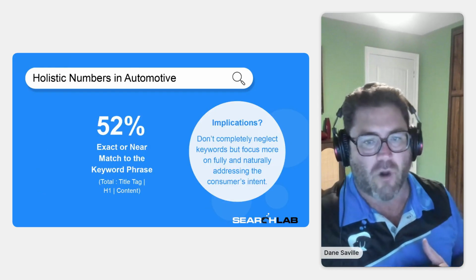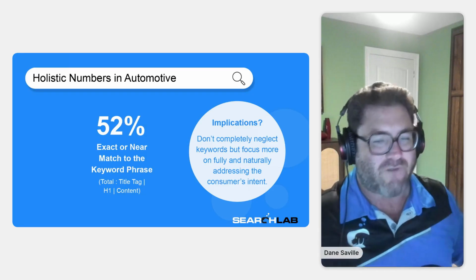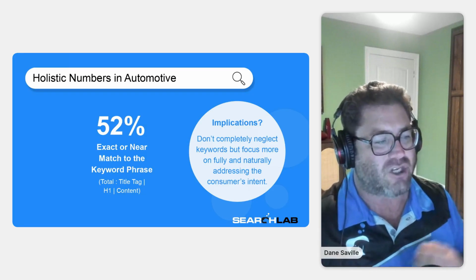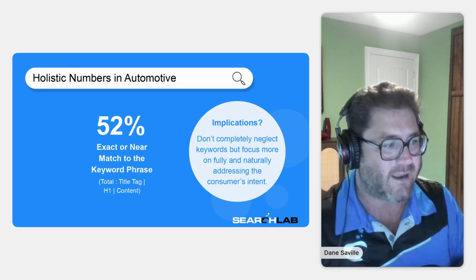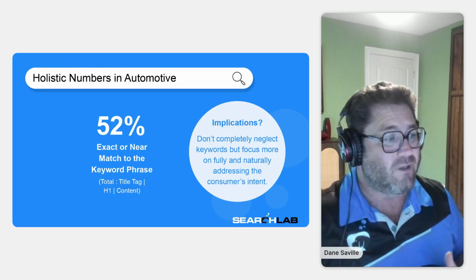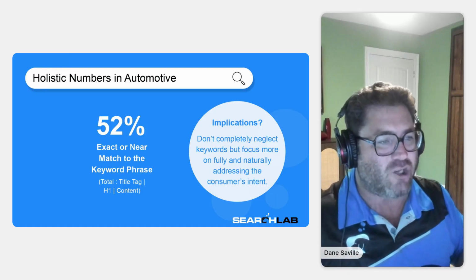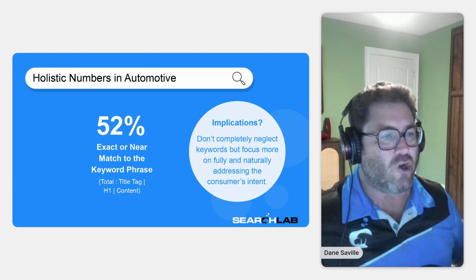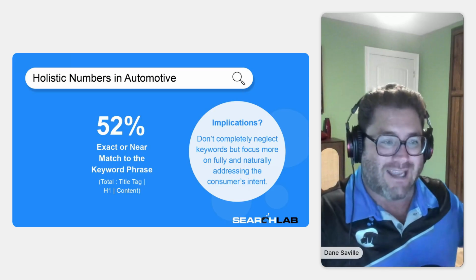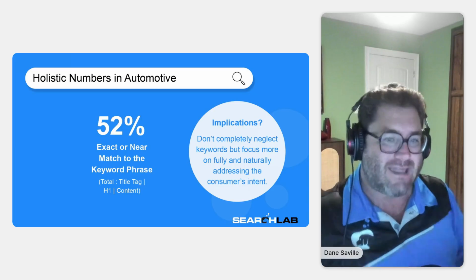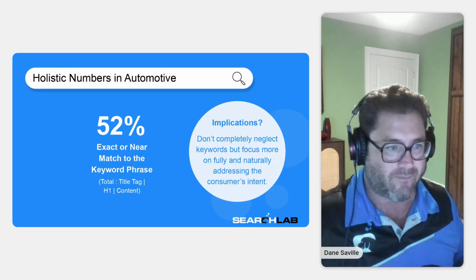Holistic numbers in automotive: across transactional, commercial, and informational, there's a 52% exact or near match to the keyword phrase in either the title tag, H1, and/or content. Implications: you don't want to neglect keywords, but focus more on naturally and fully addressing the consumer's intent. Don't worry about working in the keyword. Worry about whether you've actually satisfied the intent the consumer had when they conducted that search.